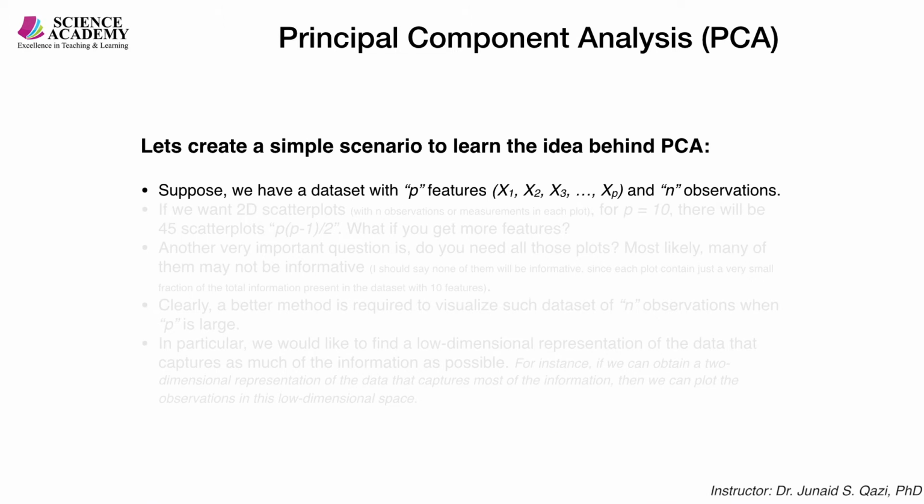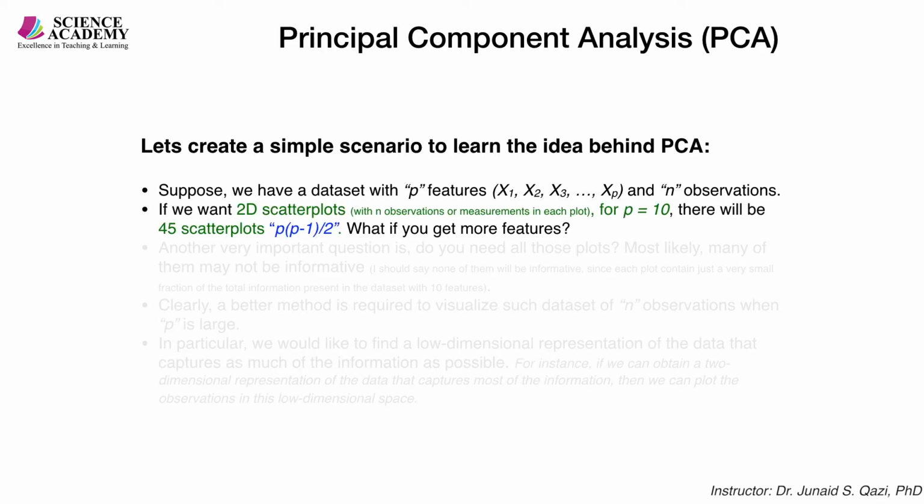Let's create a simple scenario to learn the idea behind PCA. Suppose we have a dataset with P features and N observations. While exploring the data, it's very common practice to do scatter plotting. If we want two-dimensional scatter plots for a dataset with 10 features, we will have 45 scatter plots, and this number we can calculate using the formula given in blue color.